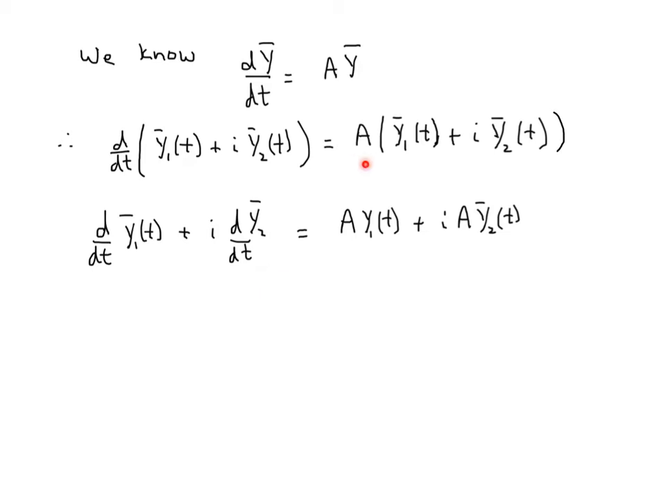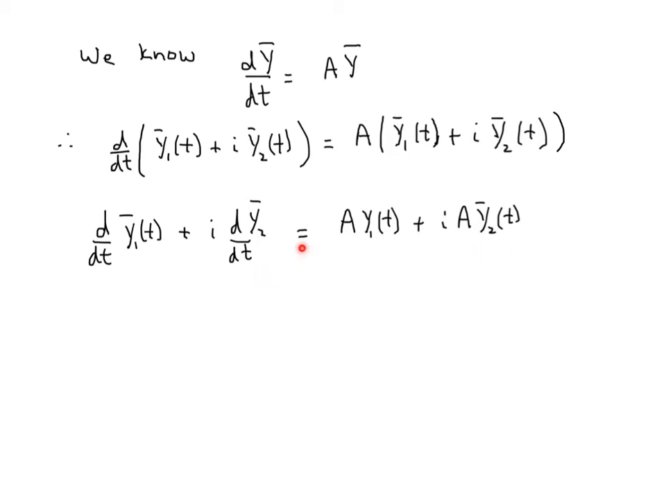Similarly, the way matrix multiplication works, a matrix times a sum of two vectors is equal to the matrix times the first vector plus the matrix times the second vector. We look at this expression and we observe that, hey, here's a real valued function here, and here's a real valued function here. Here's a purely imaginary valued function here, and here purely imaginary.